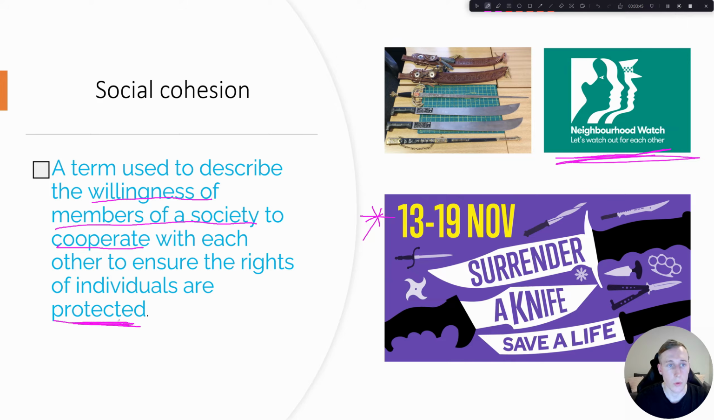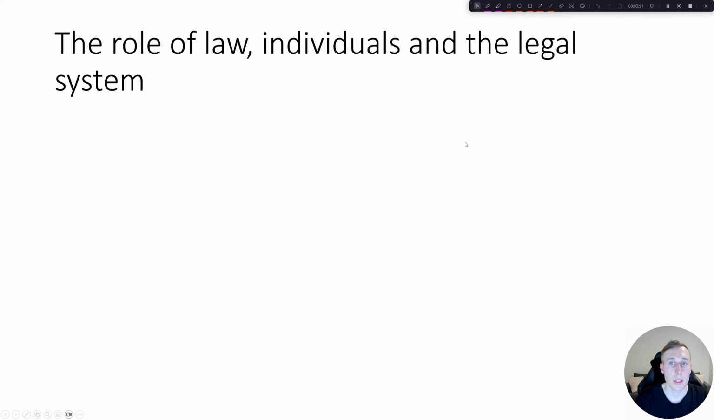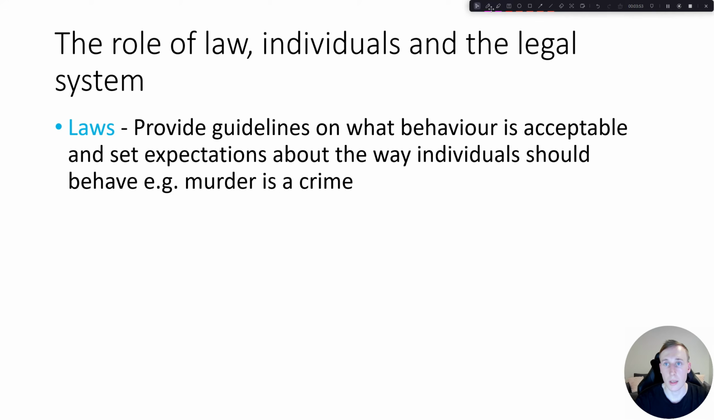That's the key term we're looking at here. We want to make sure everyone in a socially cohesive society is protected. So how does it actually achieve that? The first one is our laws. Our laws really importantly provide us guidelines. What that means is laws tell us what is right and wrong, what's acceptable, and they give us a foundation of how to behave.